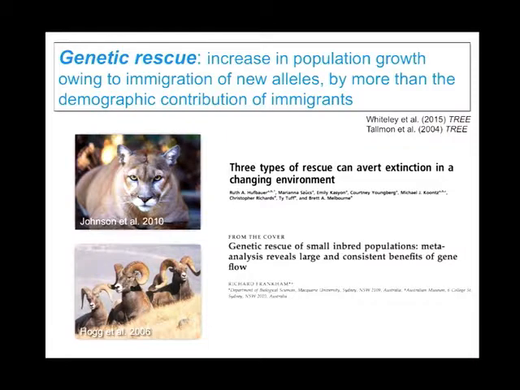And so today I'm going to talk about a body of work that I've been involved with that I think has also contributed to our understanding of genetic rescue and fitness effects of gene flow.